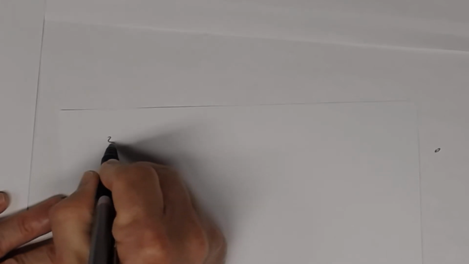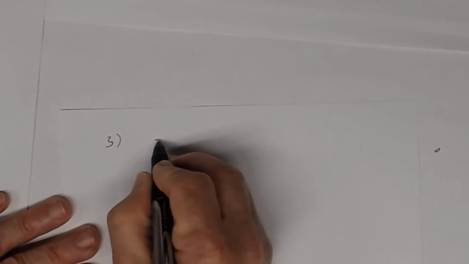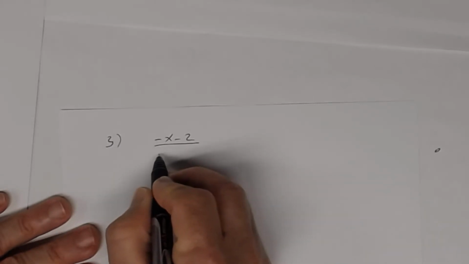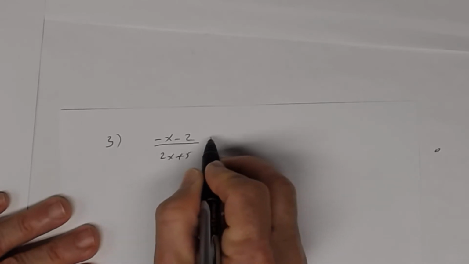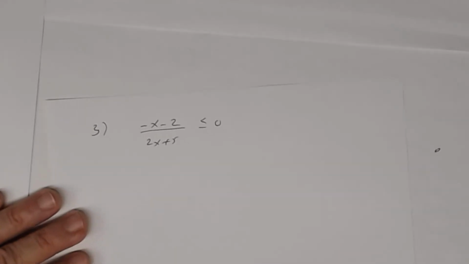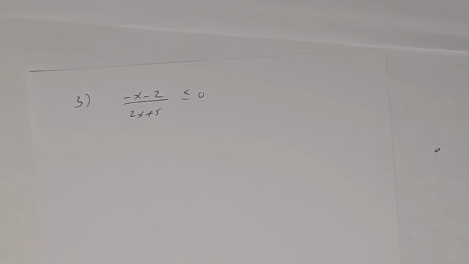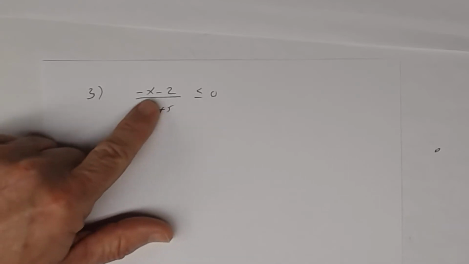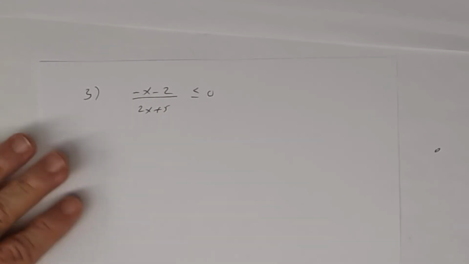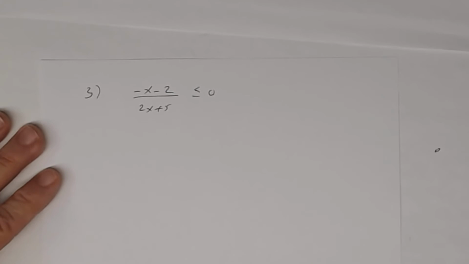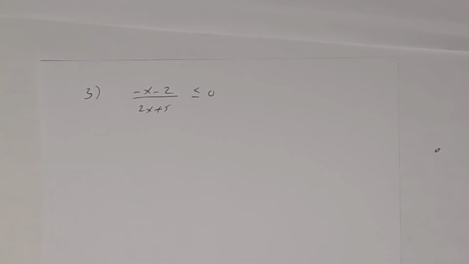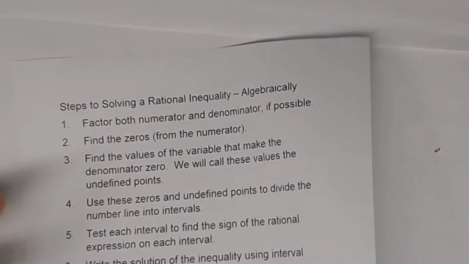And then finally, let's do one more. This is going to be number 3, sorry. You have -x minus 2 divided by 2x plus 5 is less than or equal to 0. In both of those cases, those are linear factors, so I'm just going to go ahead and leave them as such. And I'm going to go directly to steps 2 and 3.